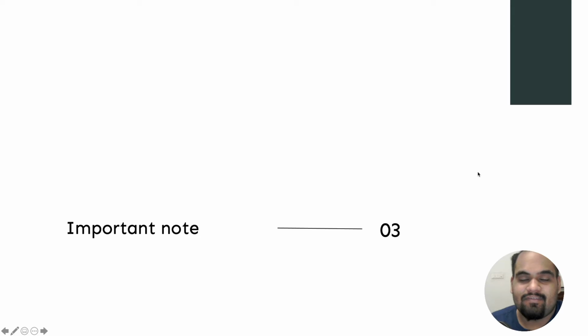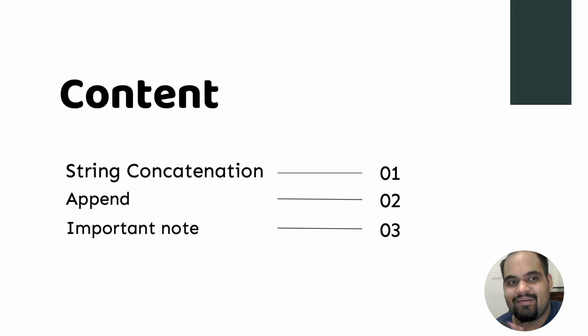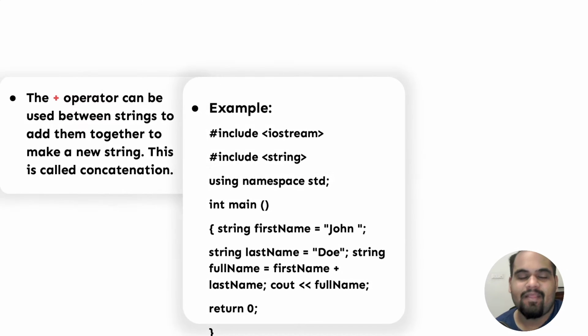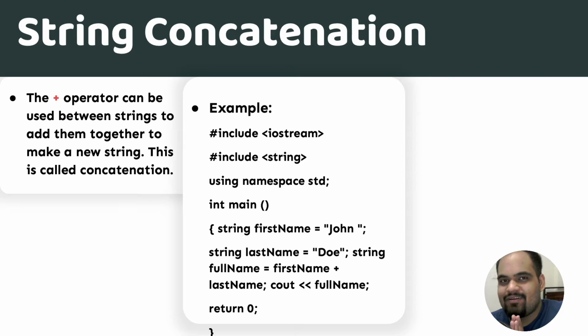Let's see the first and the foremost important thing, which is contents. So what is concatenation, how do you append, and there's a small important note about that. Now let's see by the definition. I don't want to go here and there. Let's stick to the definition first.